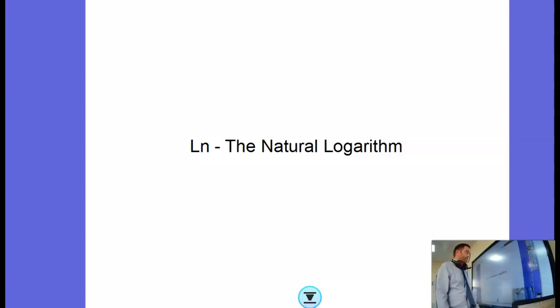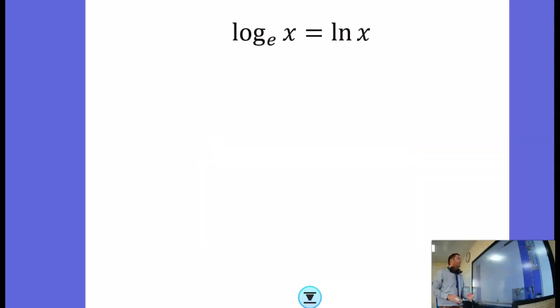Hey maths fans, looking at ln, the natural logarithm. The reason it's ln is because in Latin it's logarithmus naturale, or something along those lines. So that's why it's ln, natural logarithm, logarithmus naturale. So basically this is a logarithm which has the mathematical number e as its base.